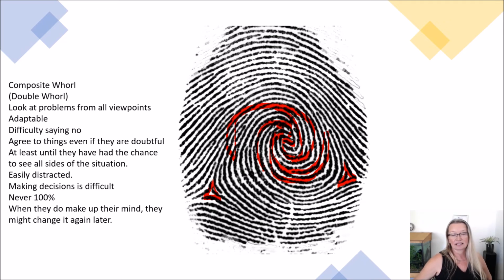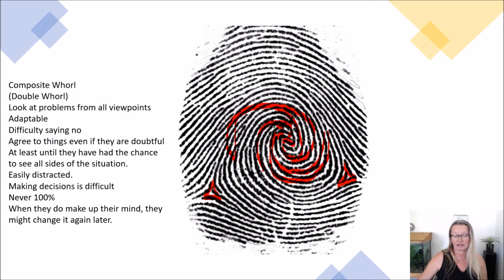And these kinds of prints, I've found that when they're on people, it helps the person to view problems from many sides. So they look at problems from all viewpoints. They can be very adaptable. They actually find it difficult to say no to people. Even if inside they're thinking, oh, I don't really want to do that, they'll say yes because they think that's the right thing to do. So they struggle saying no. In other words, they agree to things even if they're doubtful.